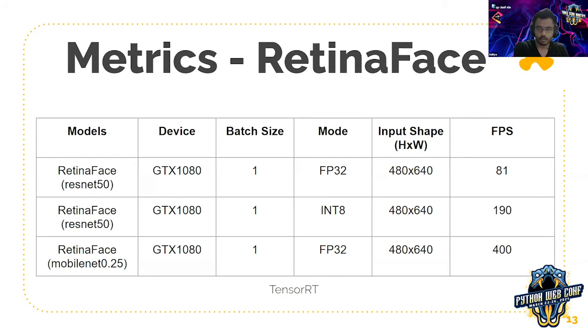And for Int 8 I got an FPS of around 80, 81 for PyTorch, and for TensorRT I got 190. And just look at the FPS that you get using TensorRT with a MobileNet backend. It's 400, so you can run multiple streams over this. You do not have to worry about anything.